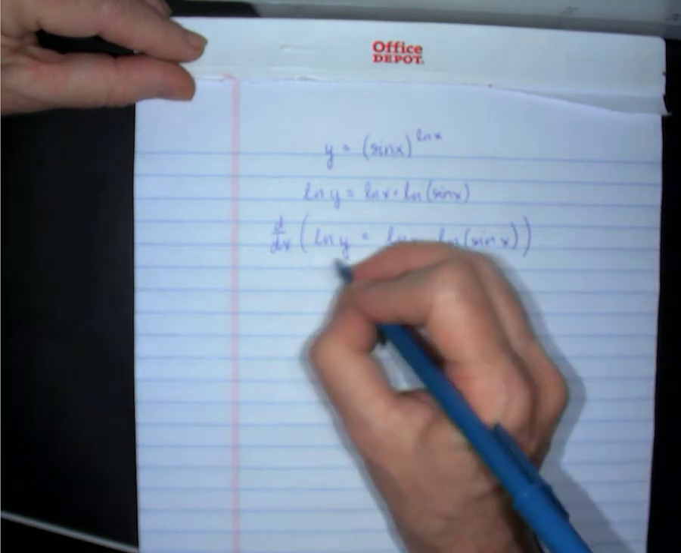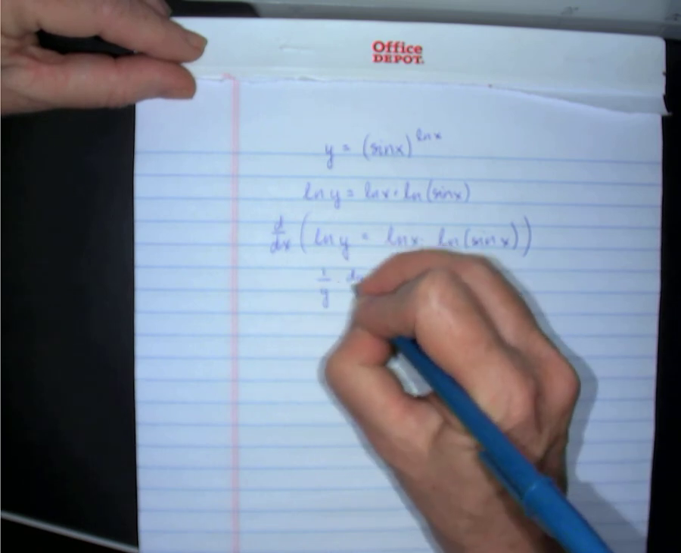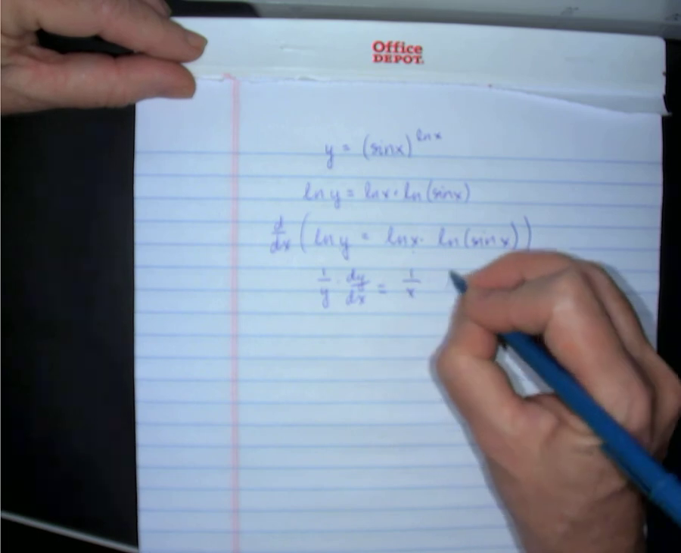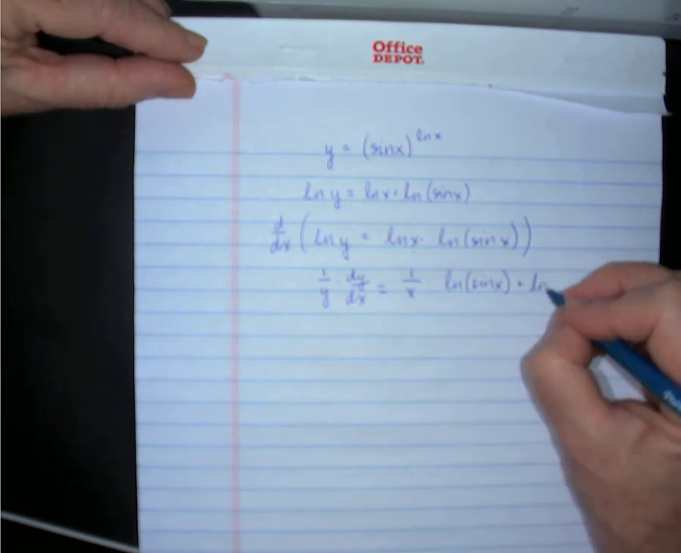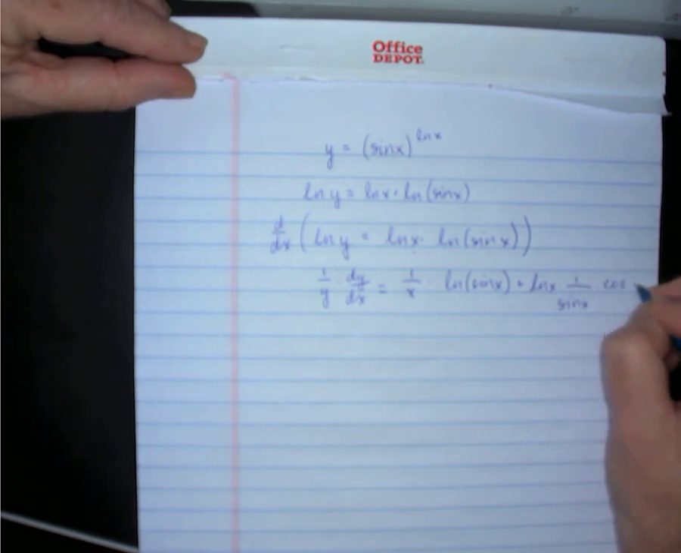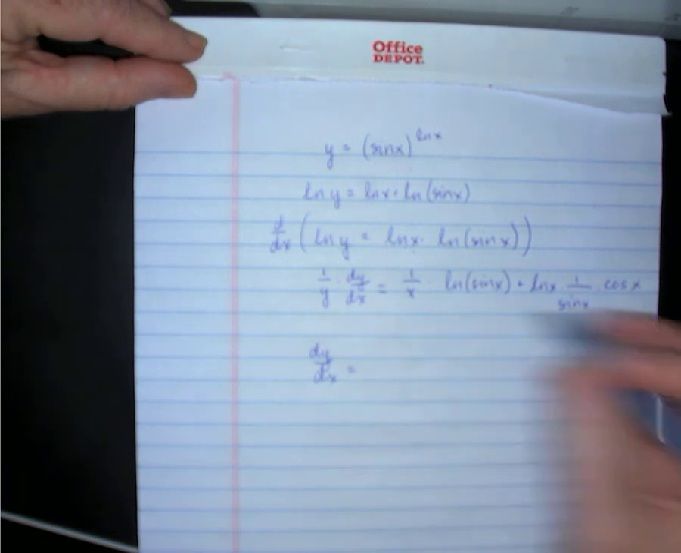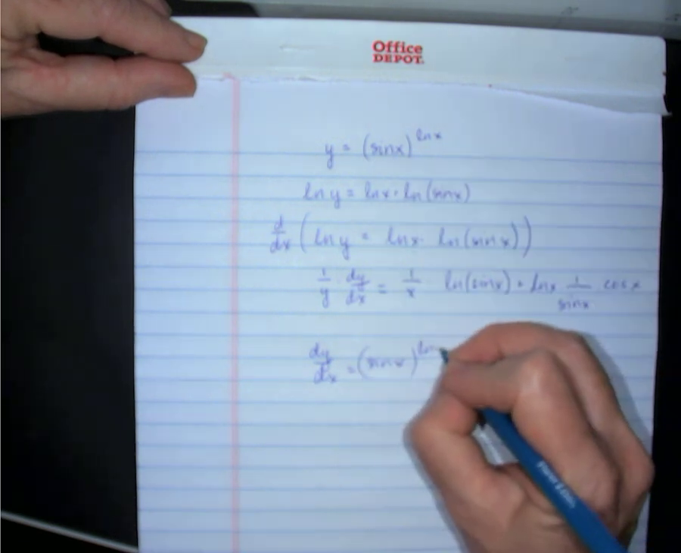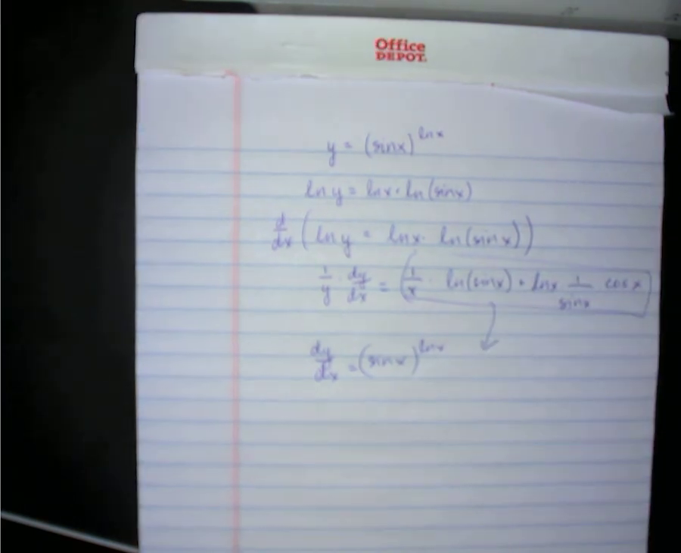So on the left-hand side, the derivative of ln y is 1 over y dy/dx. On the right-hand side, product rule: derivative of the first times the second plus the first times the derivative of the second. And then I'll multiply both sides by y. So dy/dx is going to be, and y, remember, is sine of x to the ln x, and then we'll have times this whole thing. That's logarithmic differentiation.